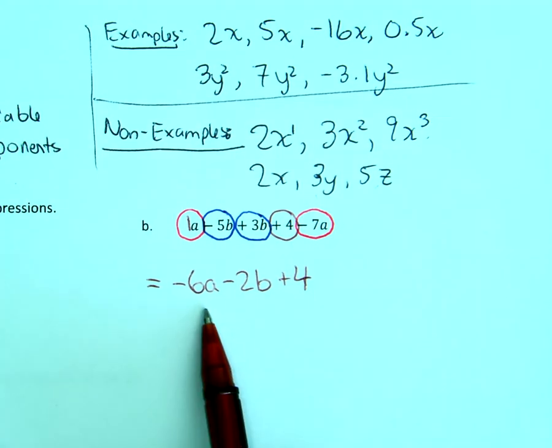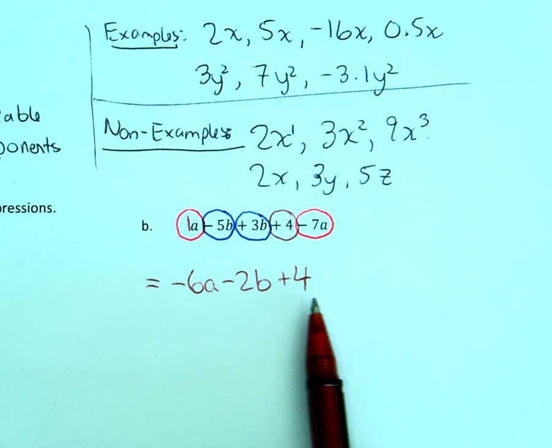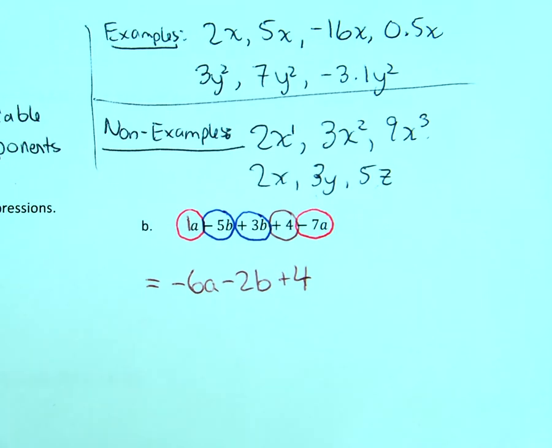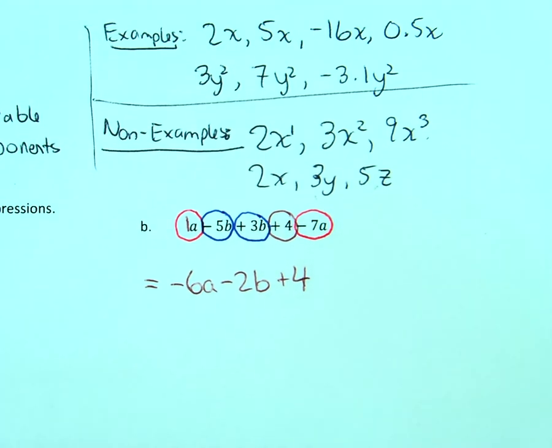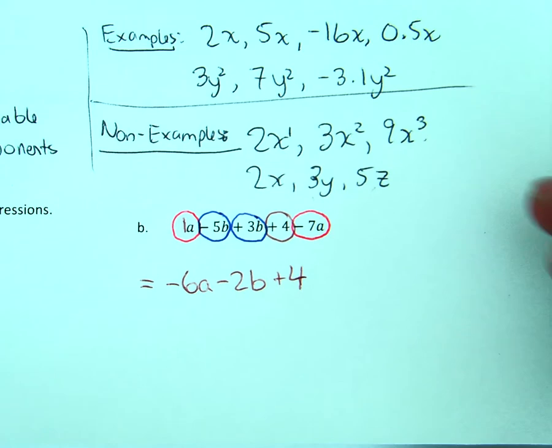So again, like the other one, I've got apples, bananas, and let's say oranges. None of those are alike, so I can't put them together. So that's my answer. I have simplified it as much as I can. Okay, so pause where you need to, rewind it where you need to. That's what you should be getting.